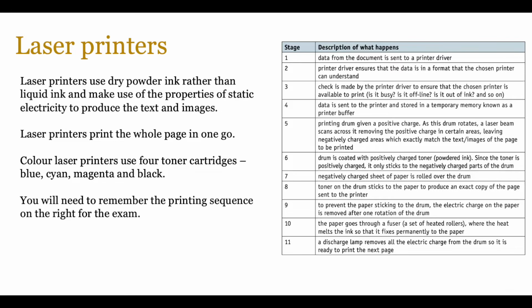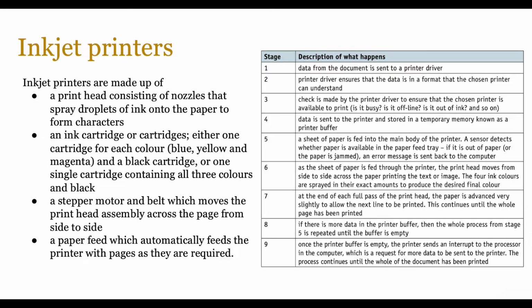One of the most important things you need to remember though is the sequence. What happens when you press print? So here you'll be looking at stage 1, where data from the document is sent to the printer driver. The printer driver ensures that data is in the correct format for the chosen printer, and then it follows the steps. So do pause the video and go through these stages. You will probably be asked to write these stages down or put them in some kind of order in an exam. Next up is inkjet printers.